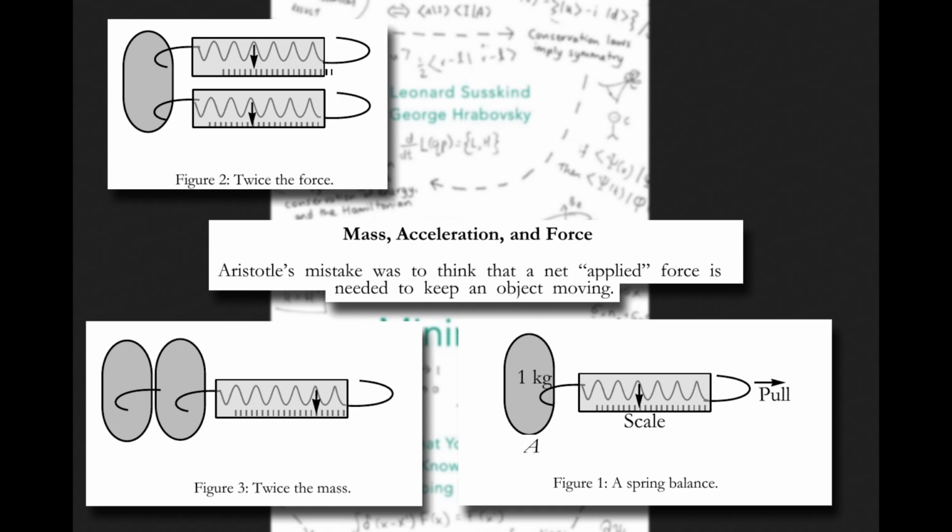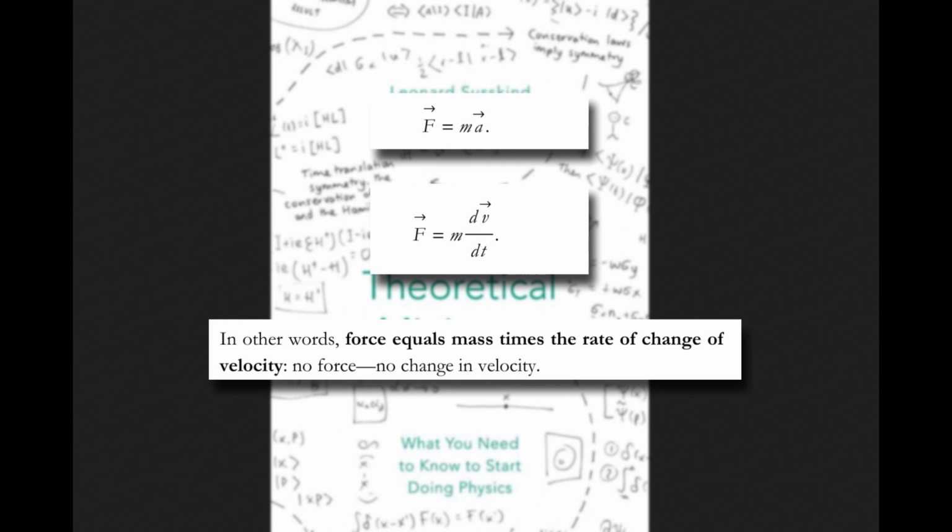We can do many more experiments in which we hook any number of springs to any number of A's. The observations are summarized by a single formula, Newton's second law of motion, which tells us that force equals mass times acceleration. Vector F equals m times vector a. This equation can also be written in the form vector F equals m times the time derivative of vector v. In other words, force equals mass times the rate of change of velocity. No force, no change in velocity. Note that these equations are vector equations. Both force and acceleration are vectors because they not only have magnitude but also direction.